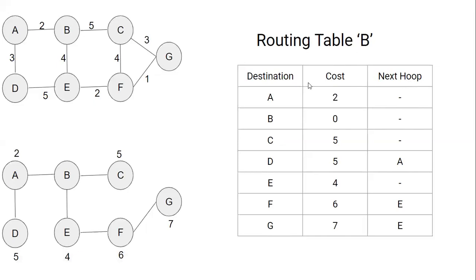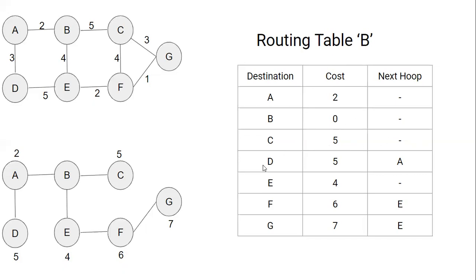Now we need to check from B to E. See, B to E is how much? 2. There is no next hop, so I have not written anything. And then B to B. It doesn't travel from B to B, so it is 0. There is no next hop. Again, B to C. It has traveled 5, so I have written 5 here. No next hop there.